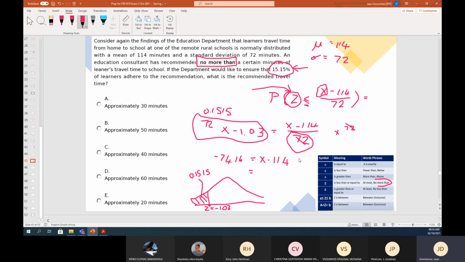Okay, so then to get rid of 114, we add 114 to both sides. So minus 74.16 plus 114 gives me that x is 39.84, and then all of these are approximate, so the closest to that is approximately 40 minutes, which will then give you option C.